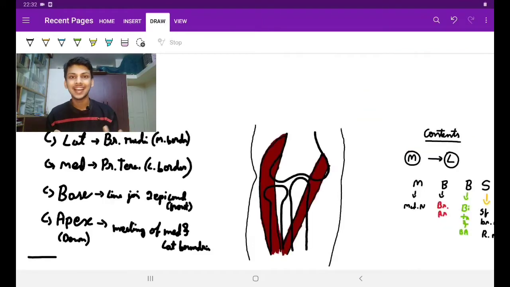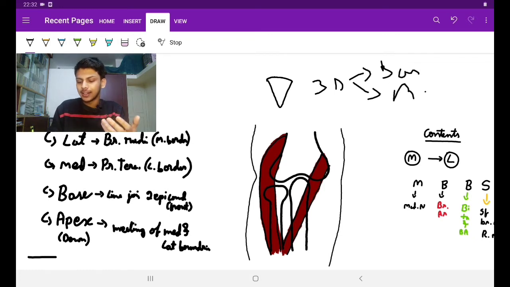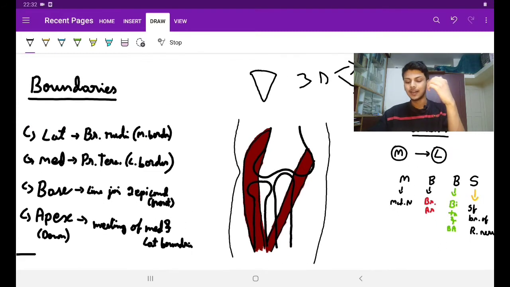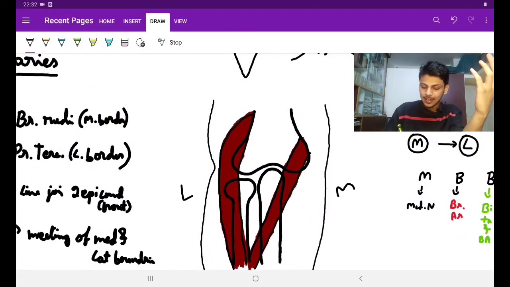Guys, we just discussed that the cubital fossa was a triangular depression, isn't it? Now, if it is a triangular depression, a triangle has three sides, isn't it? The three sides, one side we take as base, the other two sides are taken as medial and lateral borders, basically medial and lateral boundaries. We'll study that now. See here guys, this is the medial aspect, this is the lateral aspect.